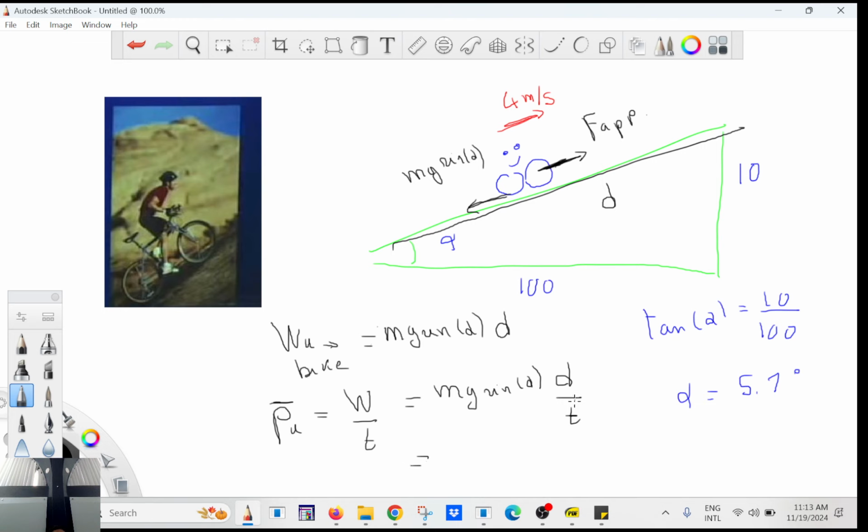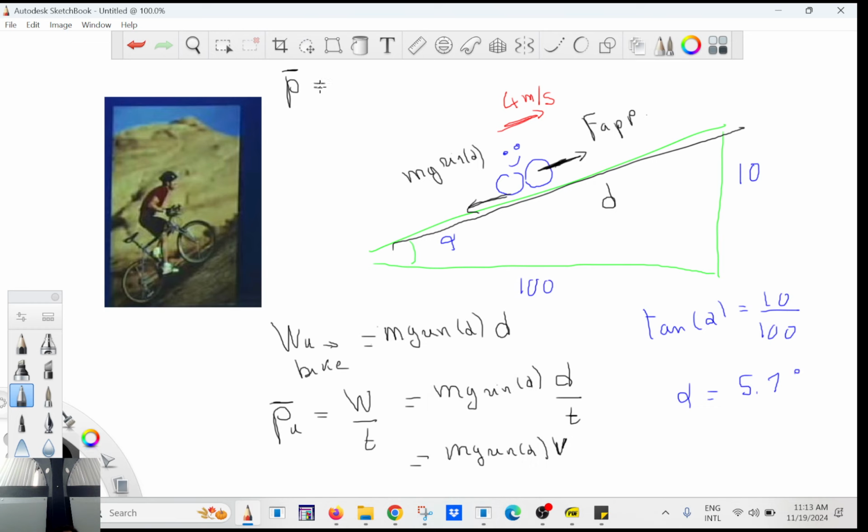And what's the distance over time by definition? The velocity. So mg sine times the velocity. And the velocity we have, it's 4 meters per second. Okay, so we get back to the equation.